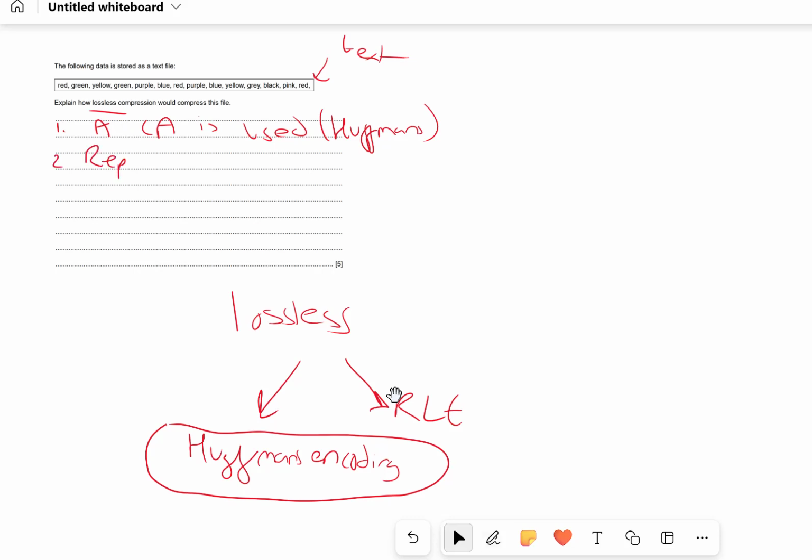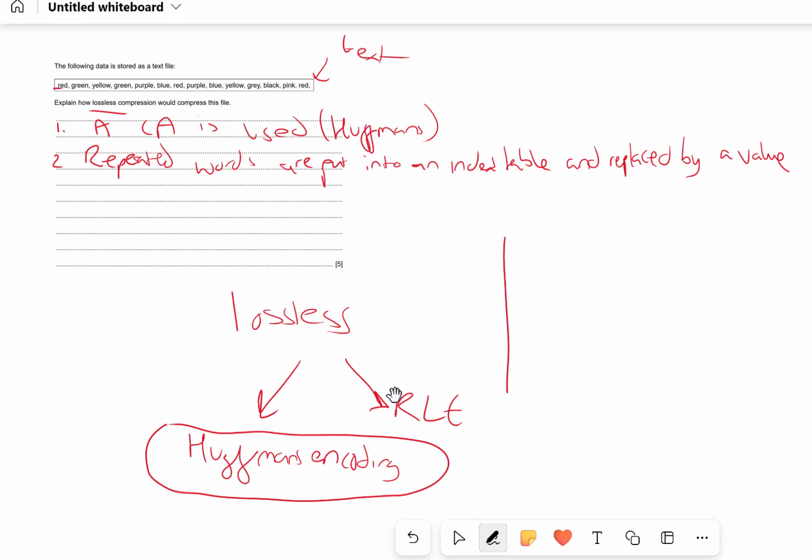Repeated words are put into an index table and replaced by a value. So let's see. This is repeated.